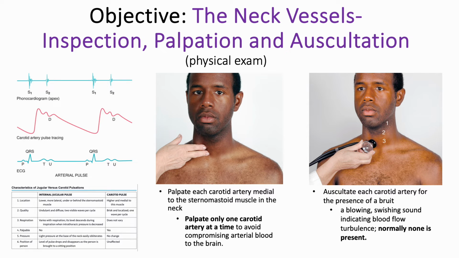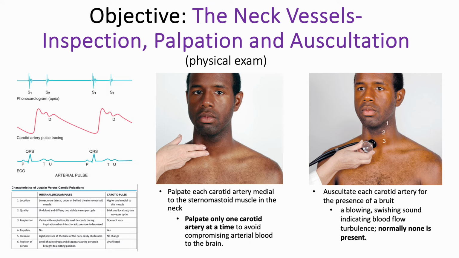The first thing that you want to do is always inspect, move to palpation, and then auscultation. And here you can see that the examiner is palpating each of the carotid arteries. You can find the carotid artery just medial to the sternomastoid muscle of the neck. Only palpate one carotid artery at a time.